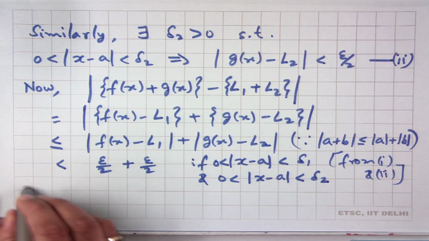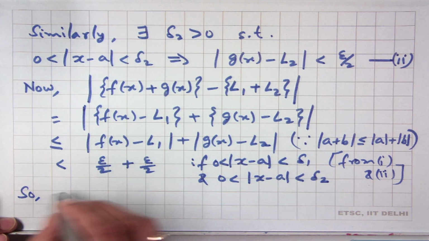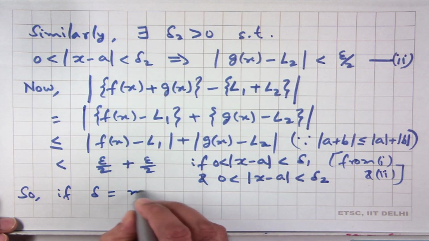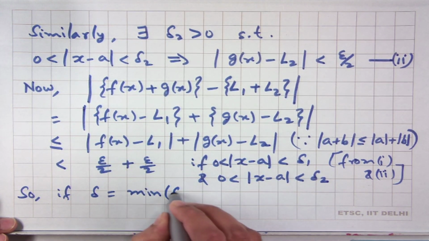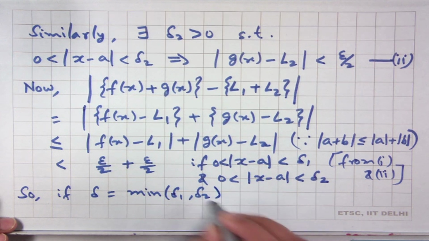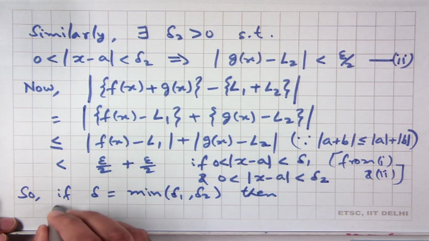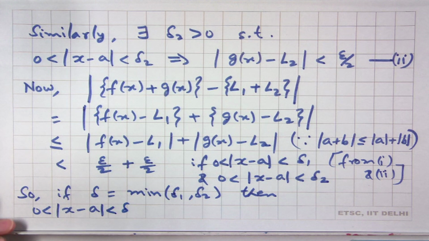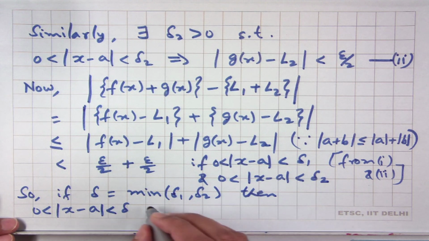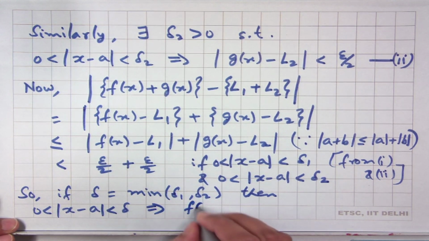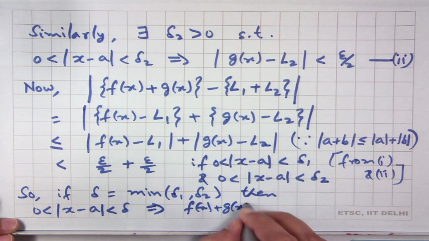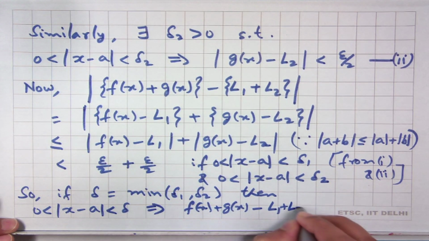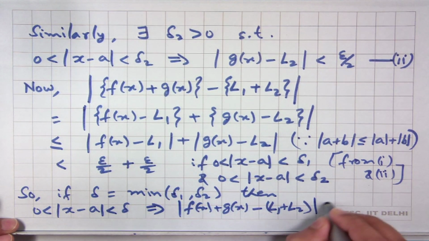So, if I choose delta to be equal to the minimum of delta 1 and delta 2, then if mod x minus a is greater than 0 and less than delta, then because delta is the minimum, mod x minus a is less than delta 1 as well as delta 2. This will imply that mod of f x plus g x minus L 1 plus L 2 is less than epsilon.